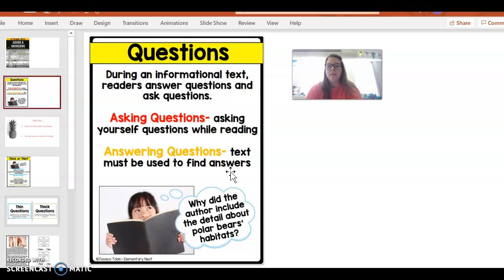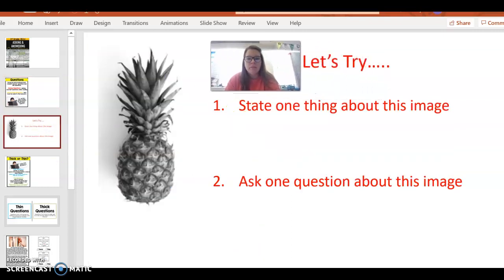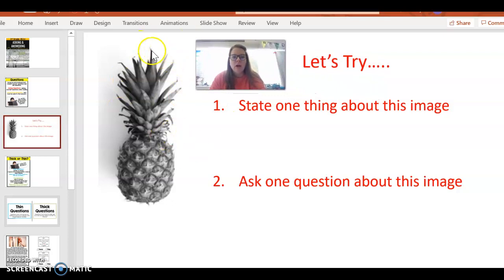So your first activity is going to be looking at an image and making a statement and then asking a question. So Ms. Esther's going to do one with you and then you're going to do two. Okay. So here's our first one. Move my camera right here. All right, so we have a picture of a pineapple. Okay, so number one says, state one thing about this image.